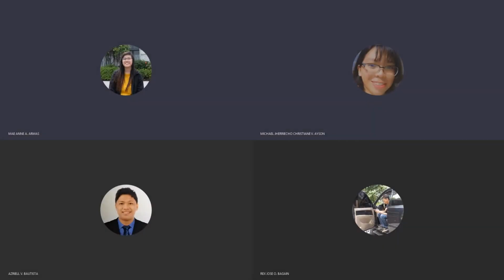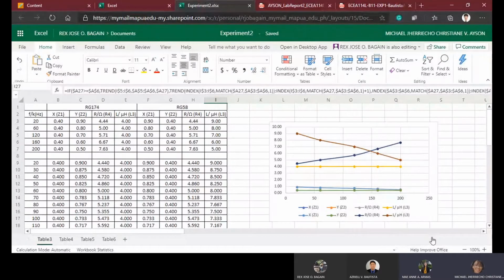For experiment number 2, there are a total of 4 tables, which we will be discussing individually. To start off, let us discuss table number 3. So we can see on table 3 the resistance and inductance values for both 100-meter cable sections for RG174 and RG58 from 20 Hz to 300.